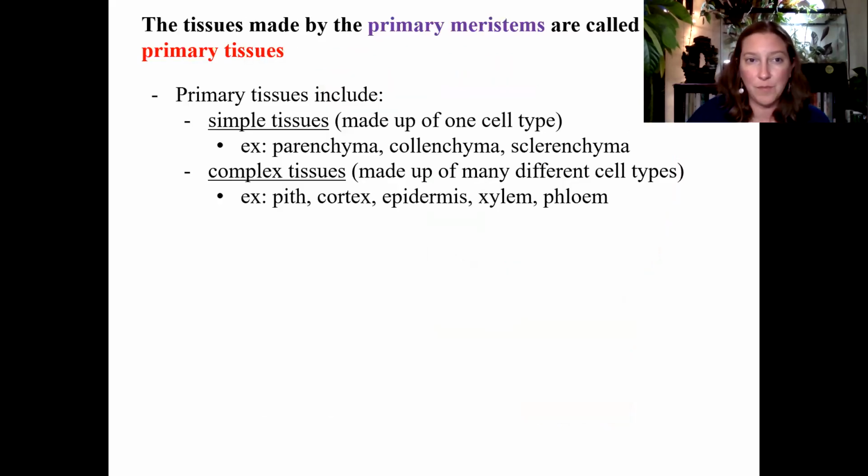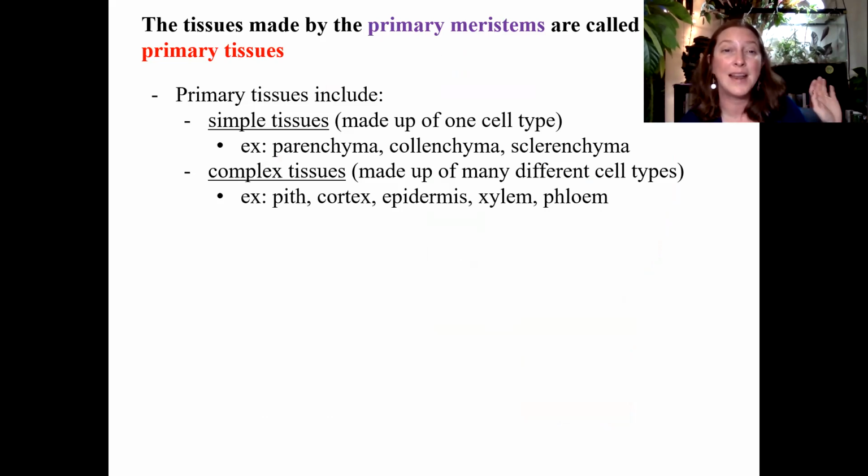Okay, enough about that. So the protoderm, the procambium, and the ground meristem are still meristems. And so that means that they're able to divide and grow new tissues. And the tissues that those three primary meristems make are called primary tissues, right? Primary meristem makes primary tissues.